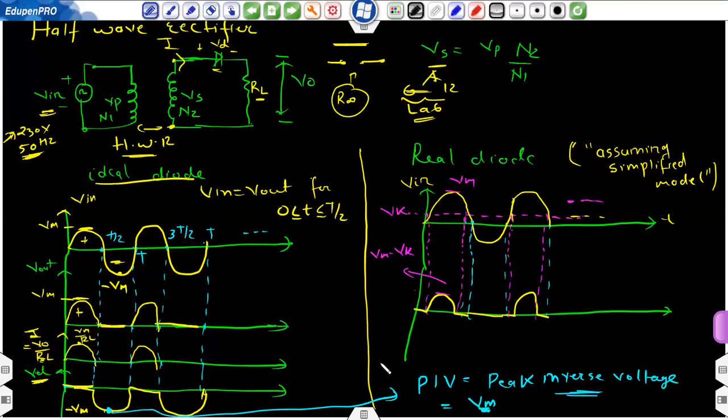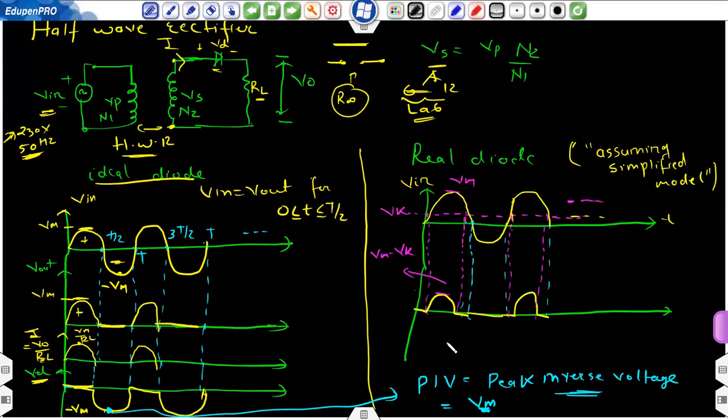So we call it PIV, peak inverse voltage. Inverse itself incorporates the minus sign. Peak means maximum, inverse means in the negative direction, and voltage. So what is the magnitude of this PIV? That is simply Vm. We don't put a minus because we have already put inverse in the terminology.